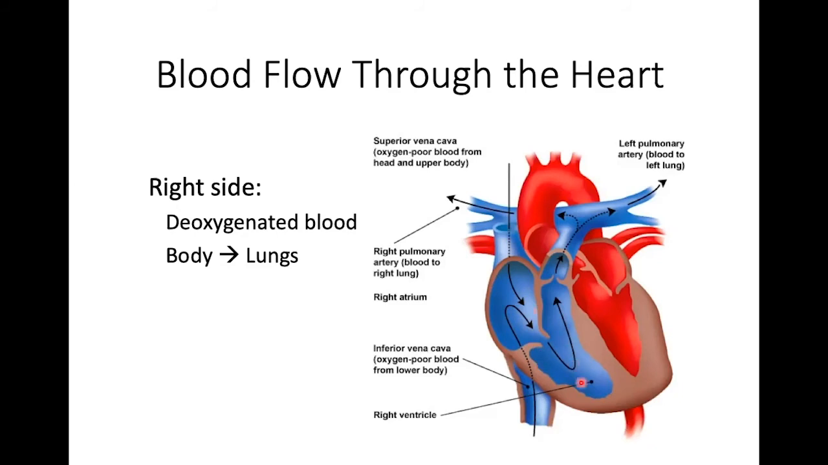Then when the right ventricle contracts, that tricuspid valve is going to slam shut, and all of that deoxygenated blood is going to be forced through the pulmonary semilunar valve into the pulmonary trunk. From there, it splits off to the left and the right sides through the pulmonary arteries, flowing away from the heart, where it's then going to be transported to the lungs.